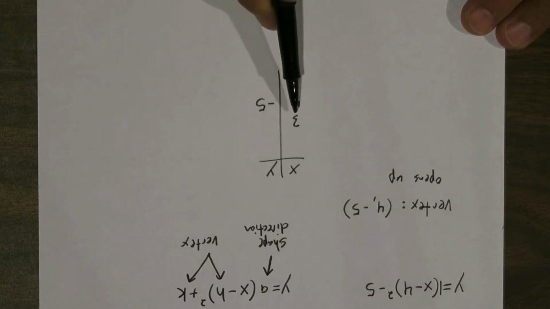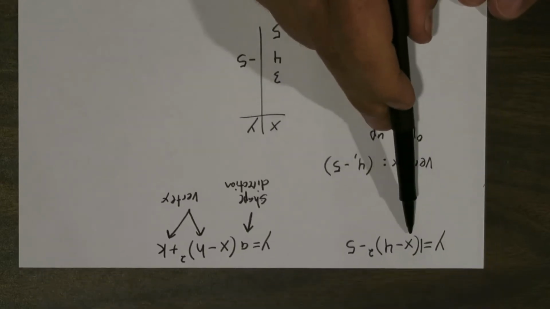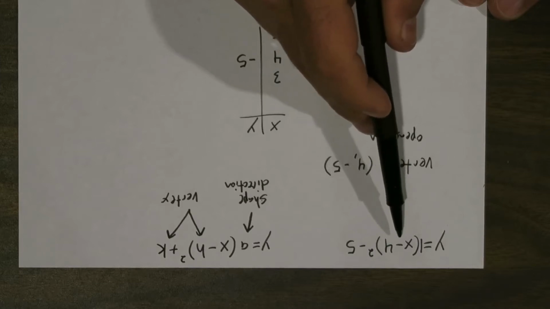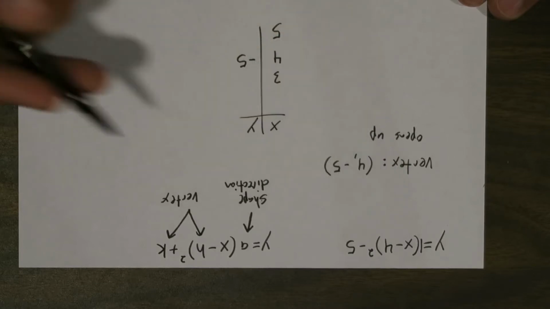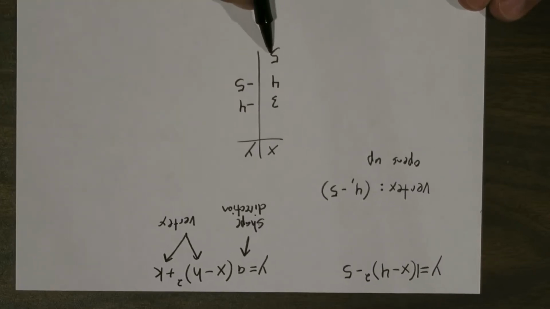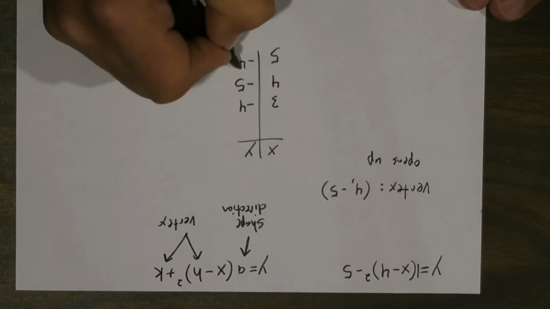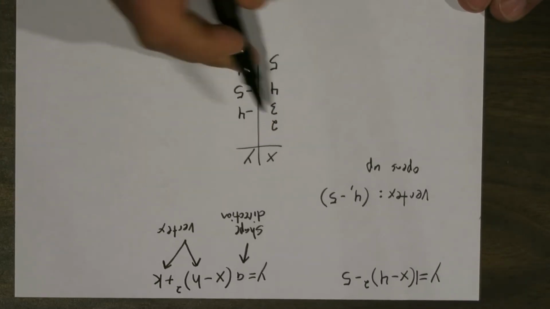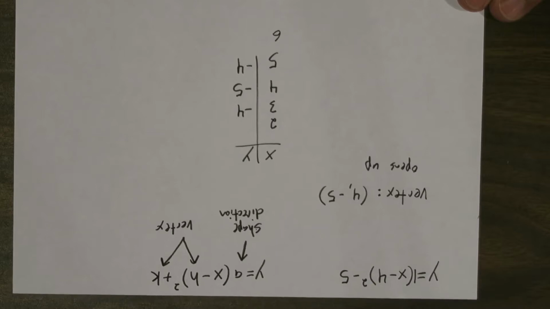So if we substitute a 3 into our original equation, 3 minus 4 is negative 1. Square it, you get a positive 1. And then minus 5, we get negative 4 as an output. When you substitute a 5 in, you also get negative 4. Let's do another point. How about an input of 2, and we'll do an input of 6.